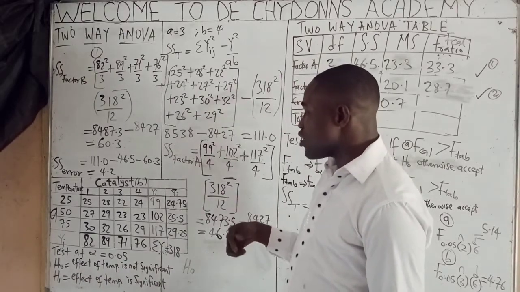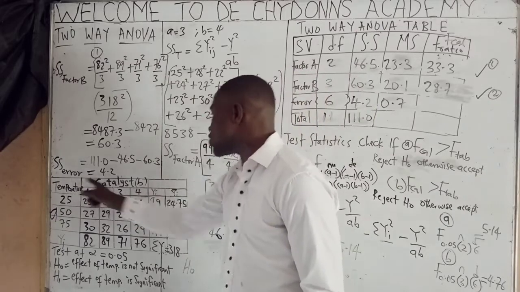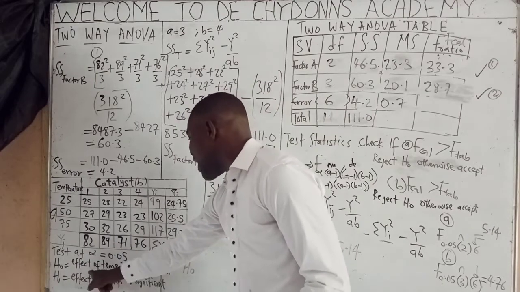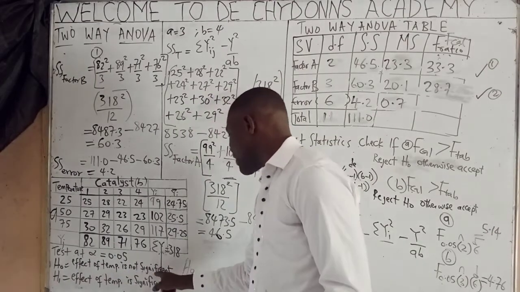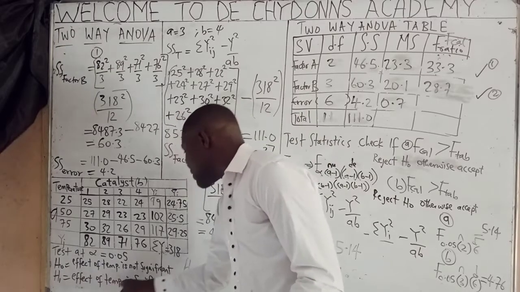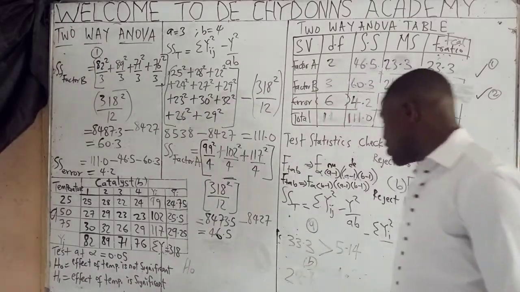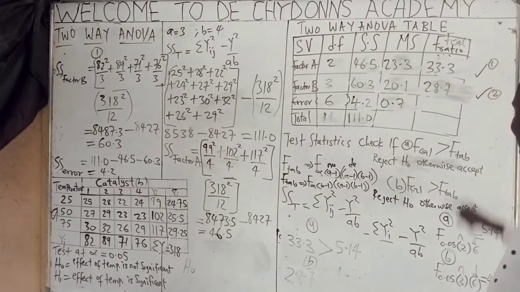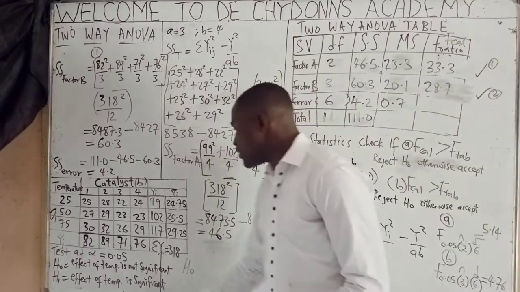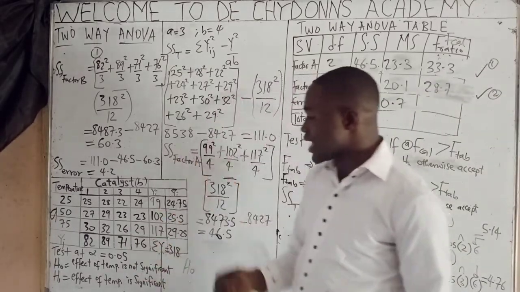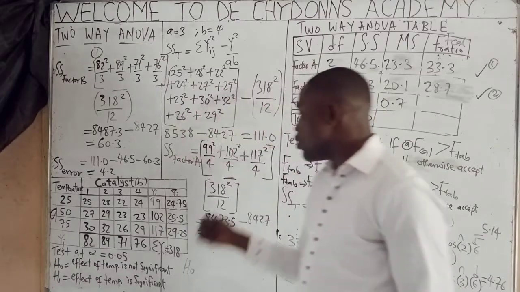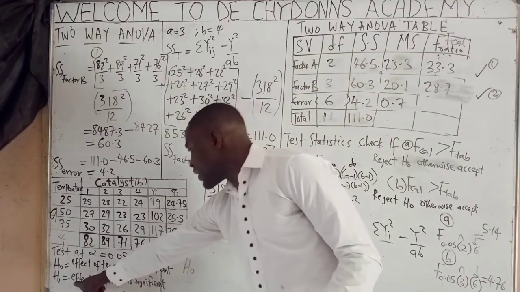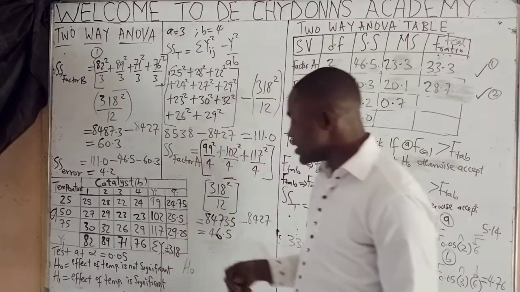That is the same thing that you have to use for catalyst, because we have temperature and catalyst to test on. So you say null hypothesis: effect of catalyst is not significant. Alternative: effect of catalyst is significant. Because what we calculated is greater than 4.76, what we got from the table, we say yes, I'm to reject the null hypothesis which says effect of catalyst is not significant. Then accept the alternative hypothesis that says effect of catalyst is significant.